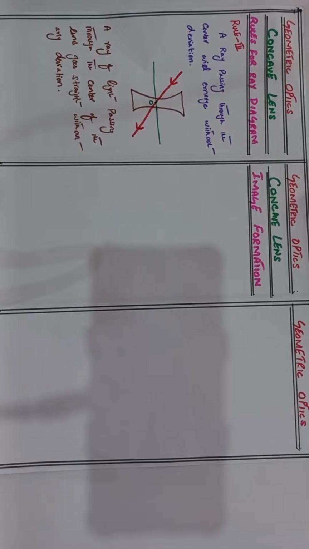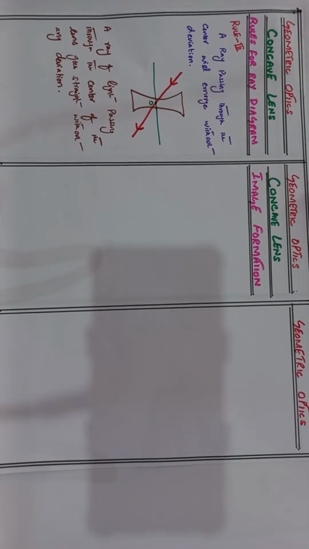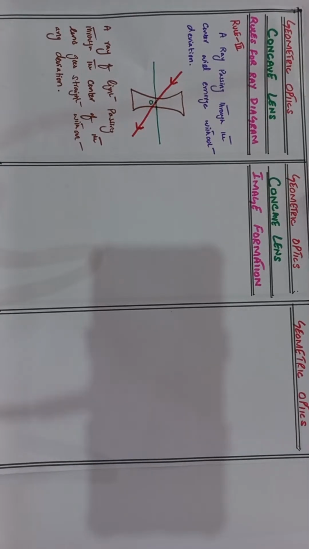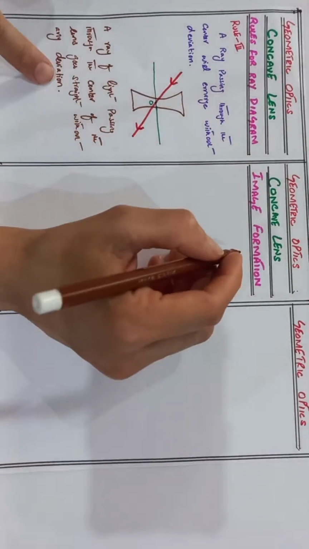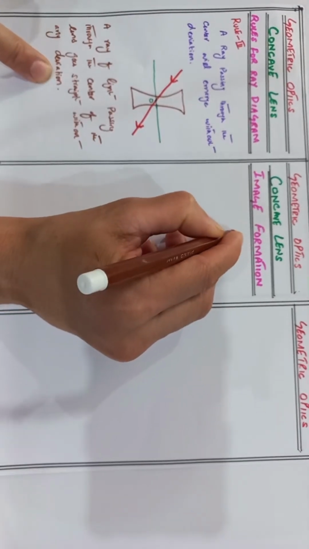Now we will discuss image formation, how the image is formed in the concave lens. Okay, image formation. Here we draw the concave lens.